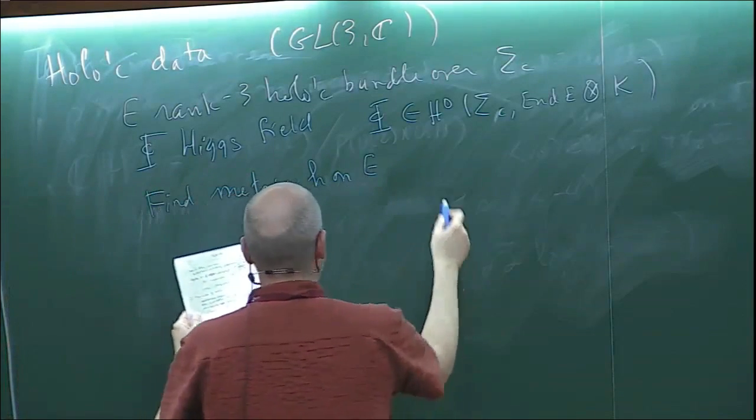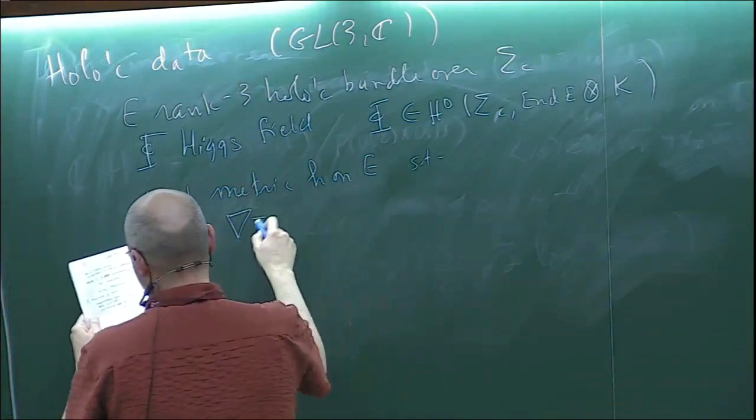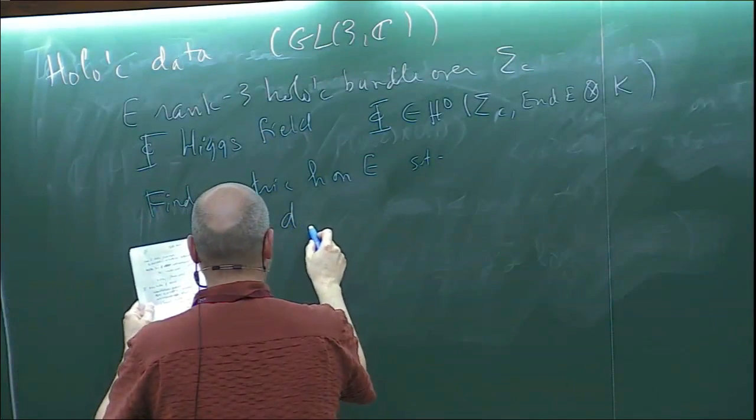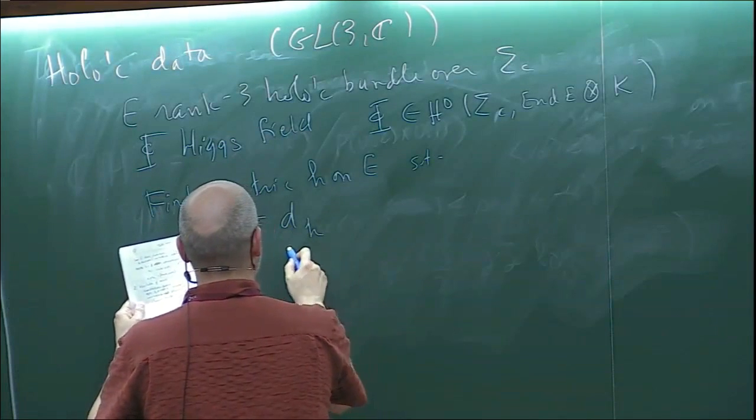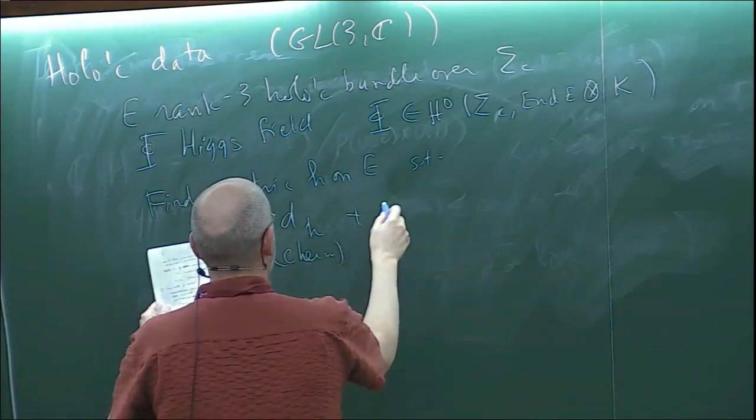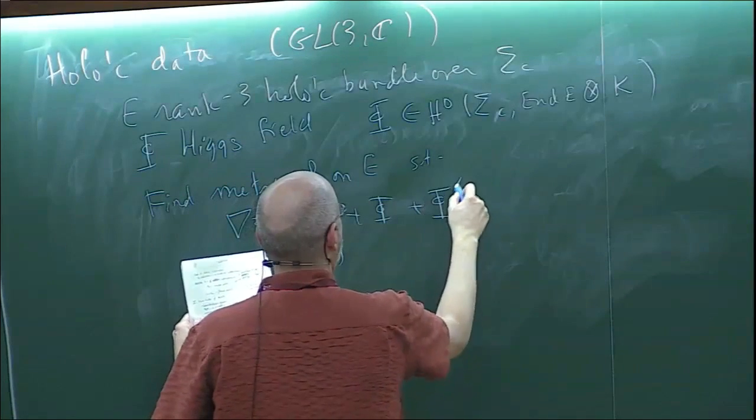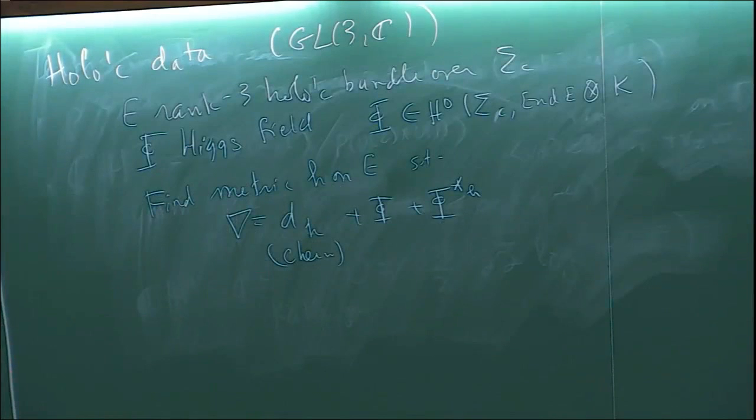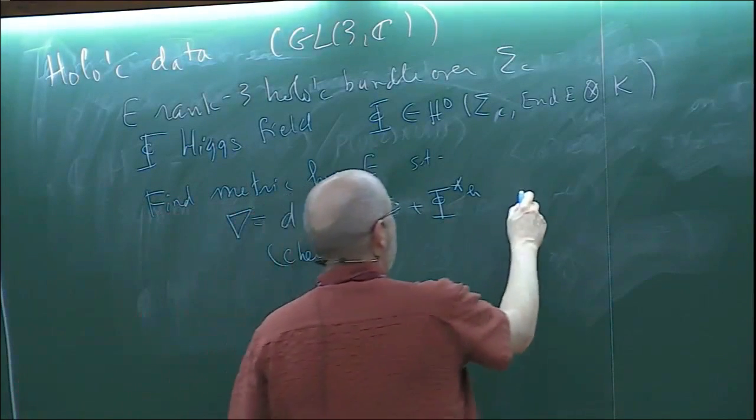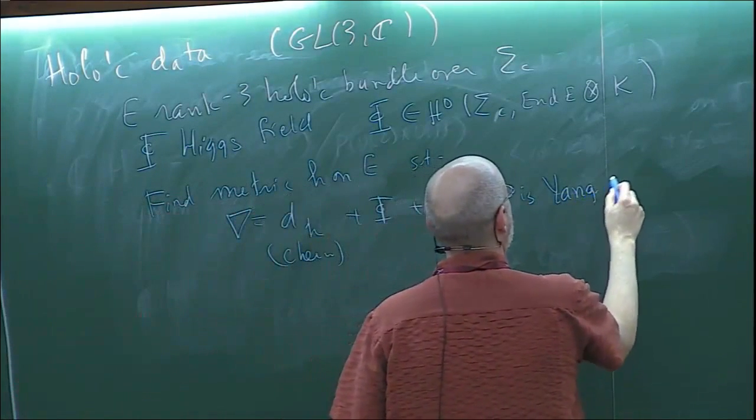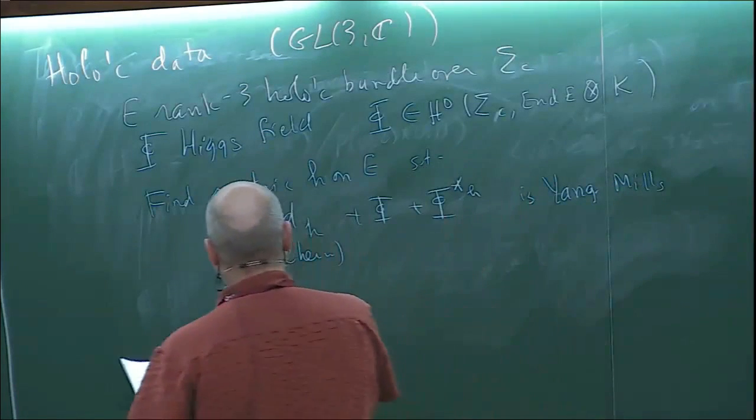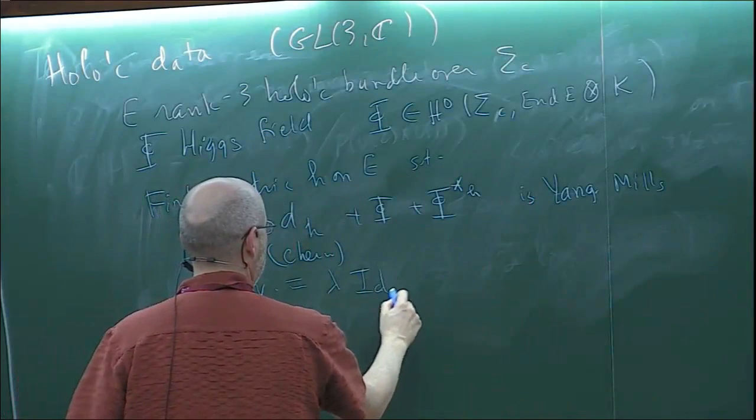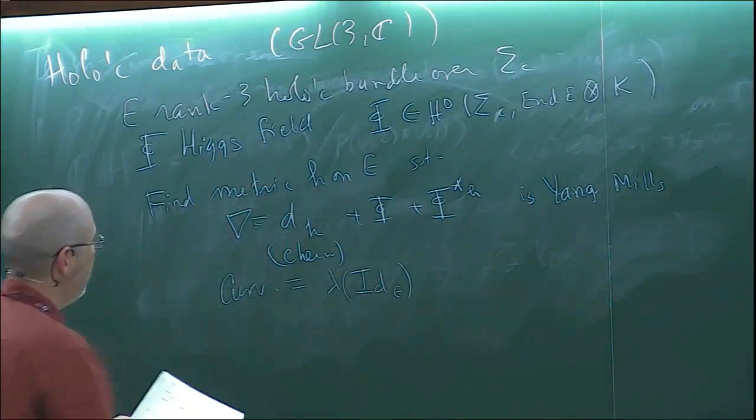So then you want to find a metric H on E, a Hermitian metric, such that this same connection, up to a choice of gauge, is going to be the Chern connection plus the Higgs field plus its dual with respect to this metric is Yang-Mills. So in other words, the curvature is going to be lambda times the identity matrix on E.